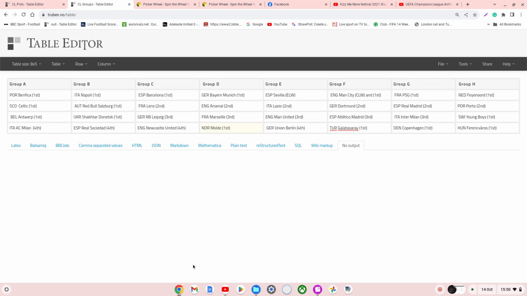Group F: Manchester City, Borussia Dortmund, Atletico Madrid and Galatasaray. Group G: Paris Saint-Germain, Real Madrid, Inter Milan and Copenhagen. And in Group H: Feyenoord, Porto, Young Boys and Ferencváros from Hungary.